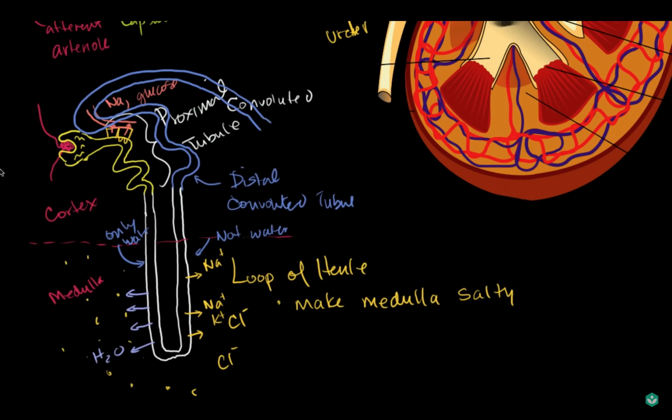But then at the end, right here, our filtrate has been processed. A lot of the water has been taken out. It's a lot more concentrated. We've reabsorbed a lot of the salts, electrolytes that we want. We've reabsorbed the glucose and a lot of the amino acids. Everything that we want, we've taken back. And so this is mainly waste products and water that we don't need anymore. And then this gets dumped into collecting ducts.